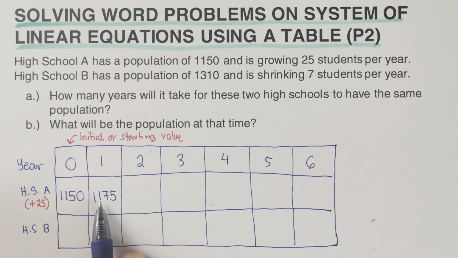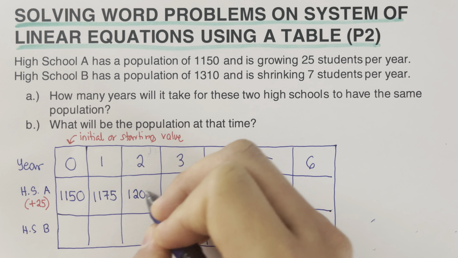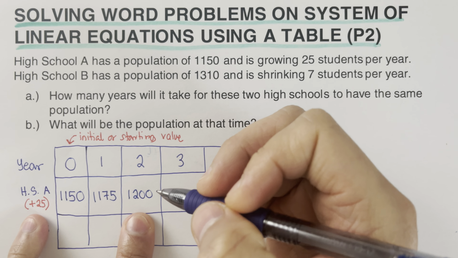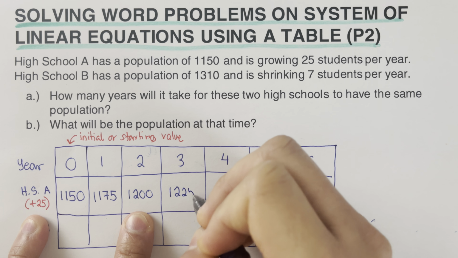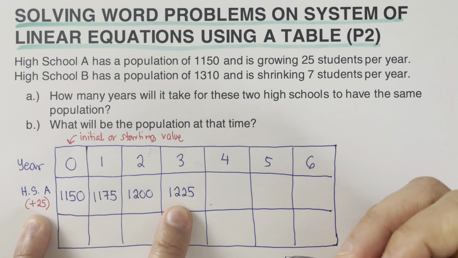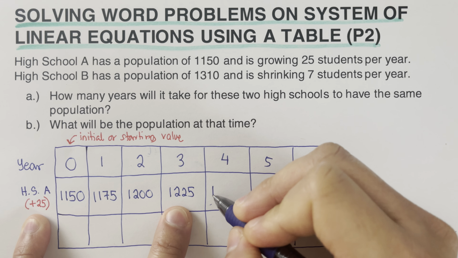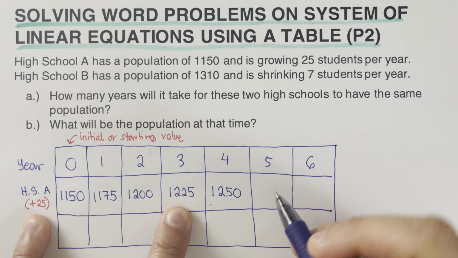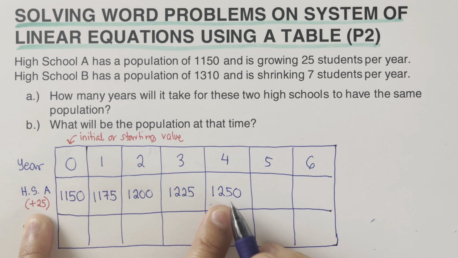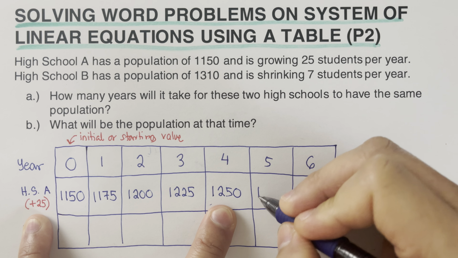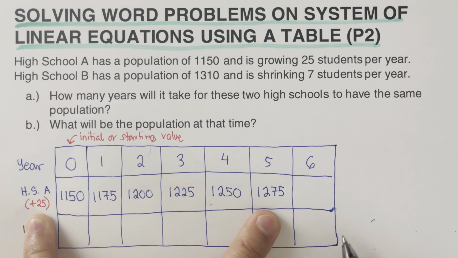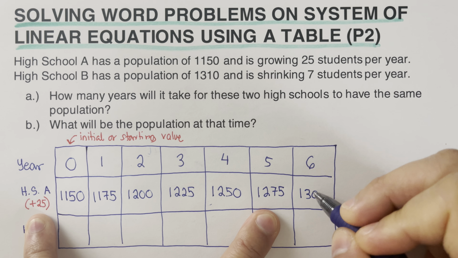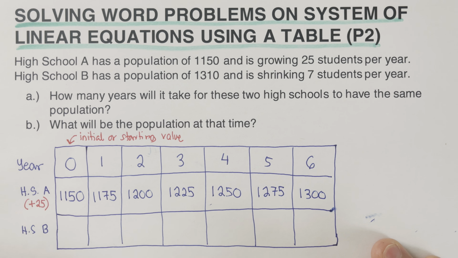1,175. And then 1,175 plus 25 would be 1,200. 1,200 plus 25, that would be 1,225, and then 1,225 plus 25 would be 1,250. So we keep adding 25. So 1,250 plus 25, that would be 1,275. And then 1,275 plus 25 is 1,300. You can extend some more if you'd like, but let's stop right there.